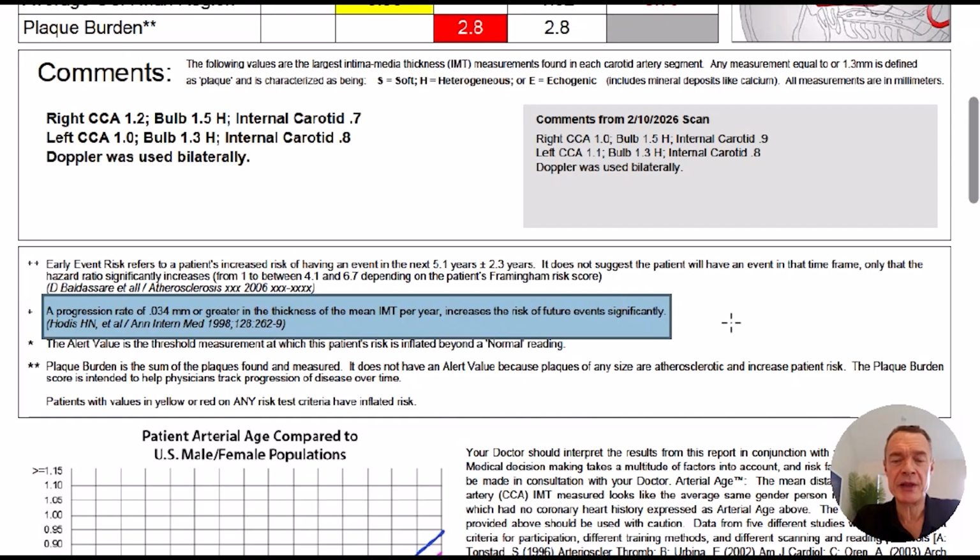At this point, I just want to play a video related to this highlighted section. Remember what I said again, a progression rate of 0.034 millimeters or greater year on year significantly increases risk. Dr. Lily Johnston, who is an MD with a YouTube channel, getting quite popular, recently posted her CardioRisk CIMT results. She's also a CardioRisk tech, so she's extremely familiar with these scan results. And I think she's 42 years old now. Let's just play her recent video, or a snippet from it, where she's talking about the change in her IMT.